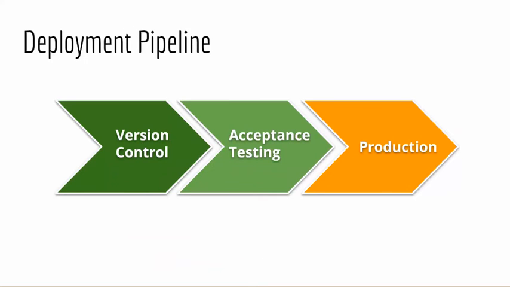We have a pretty basic deployment pipeline at the moment. Commit changes to GitHub, test, and get them approved for acceptance and release to production.